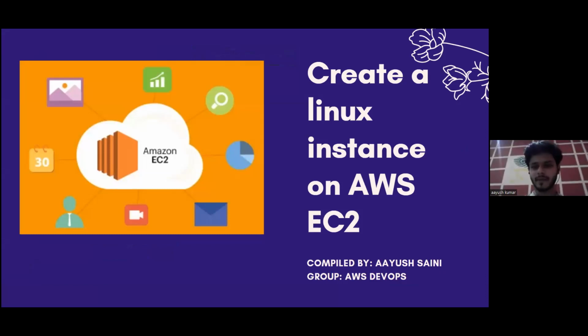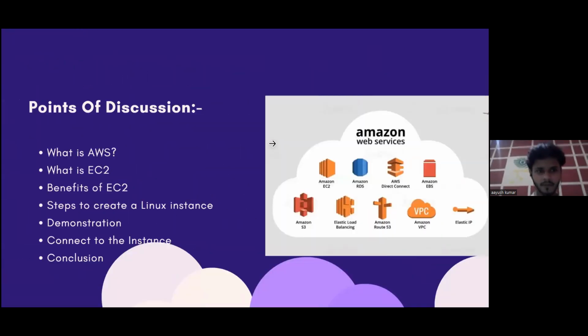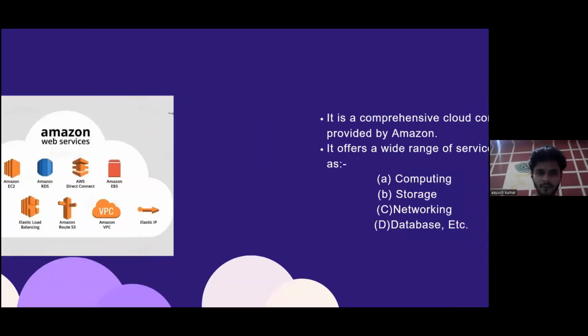Good evening, ma'am. Good evening, everyone. My name is Aayush Saini, and my group's name is AWS DevOps. Today, I'm going to present in front of you how to create a Linux instance on AWS EC2. So these are the points of discussion. First, we are going to know what is AWS. Then we will discuss about the EC2, then benefits of EC2. Then we will know the steps to create a Linux instance. Then we will see the demonstration as well, and we connect the instance using our laptop, followed by conclusion.